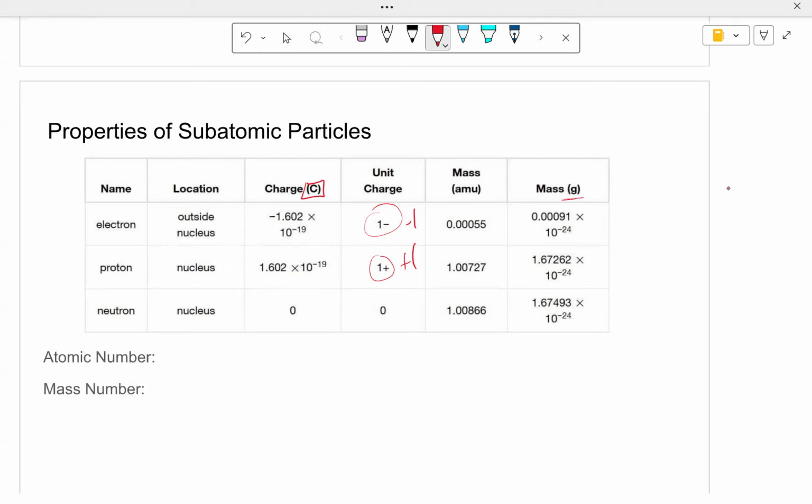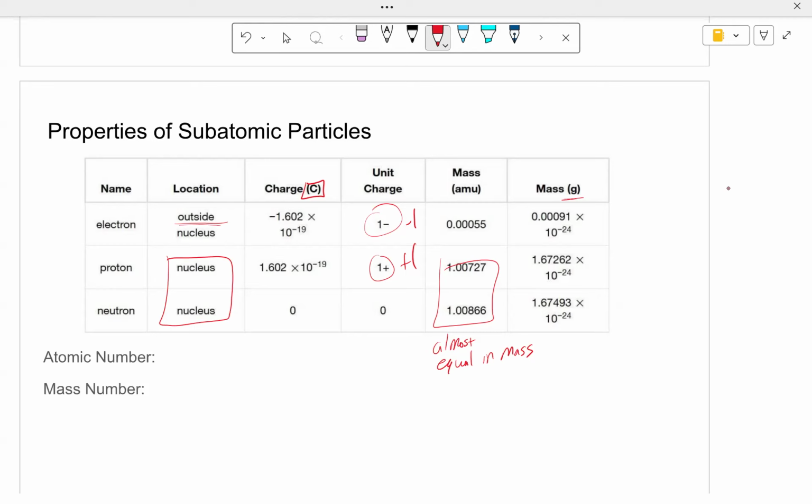And notice you can see here that protons and neutrons are almost equal in mass. And even an electron, as I highlighted before, is a lot smaller than a proton or a neutron, over 1,000 times smaller. The other thing I want to highlight that you should also know is where all of these things are. Protons and neutrons are found in the nucleus of an atom. Electrons are found outside of the nucleus.